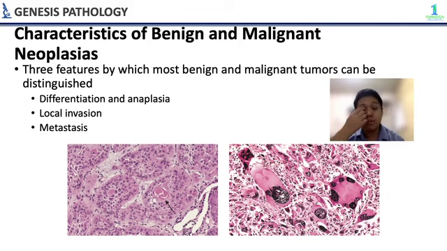Yung characteristics of benign and malignant neoplasias. So, three features by which most benign and malignant tumors can be distinguished is differentiation and anaplasia, local invasion, and metastasis. So, let's compare these two images. So, this is what you call well-differentiated tumor. So, it resembles its cell of origin. So, parang nag-hyperplasia lang yung cell of origin niya.